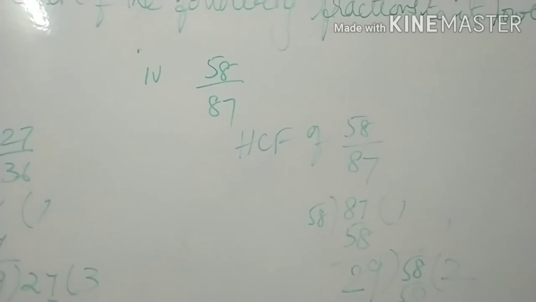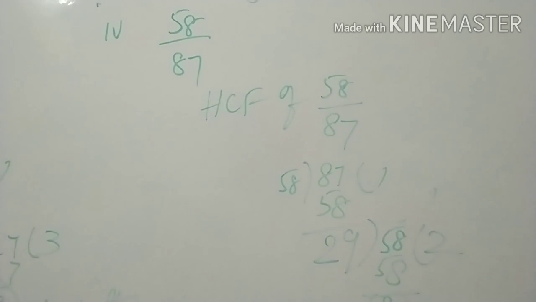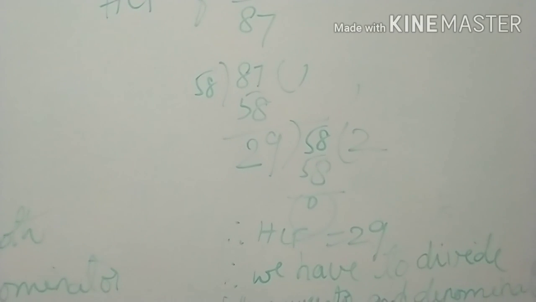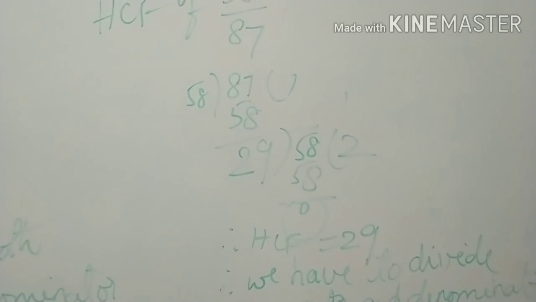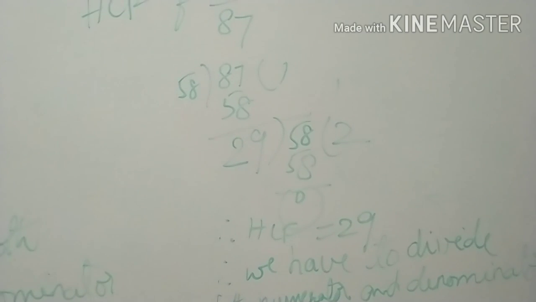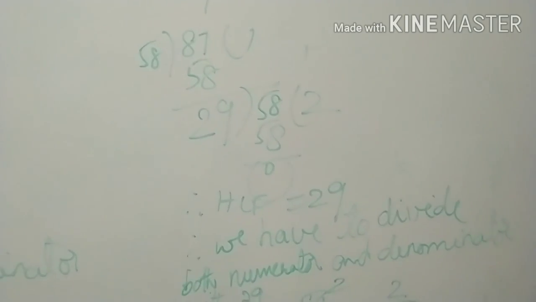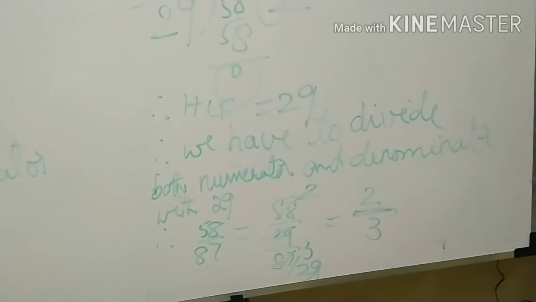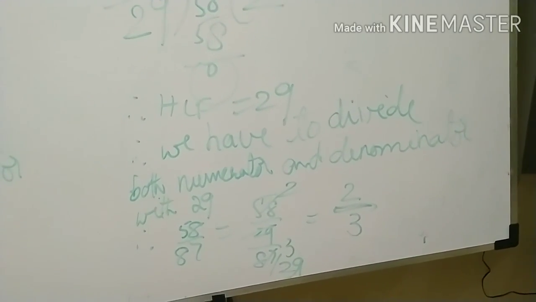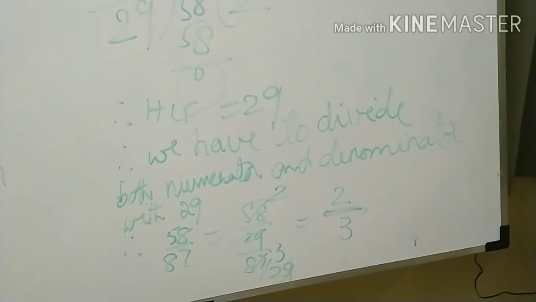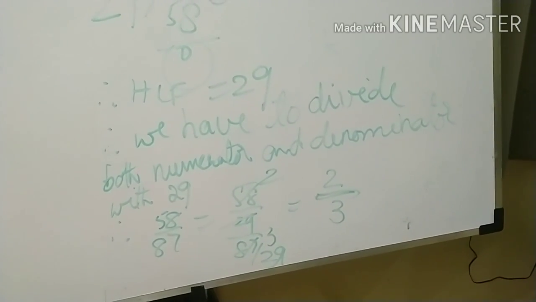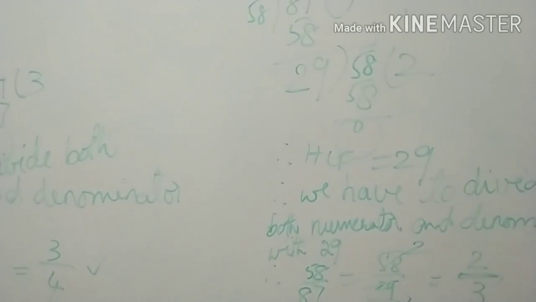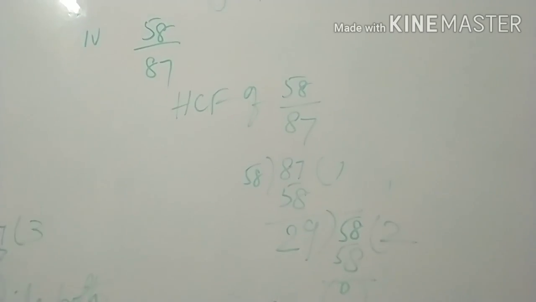Now see the second one, 58 by 87. Now HCF for this 58 and 87, that is, see 87 I am dividing with 58. One time 58, after that remainder is 29. Again I am dividing 58 with this remainder. I am getting 0. Now our HCF is 29. So we have to divide both numerator and denominator with 29. So 58 by 87 is equal to 58 divided by 29, over 87 divided by 29. Now we are getting 2 by 3. So that is the lowest form of our given fraction 58 by 87.